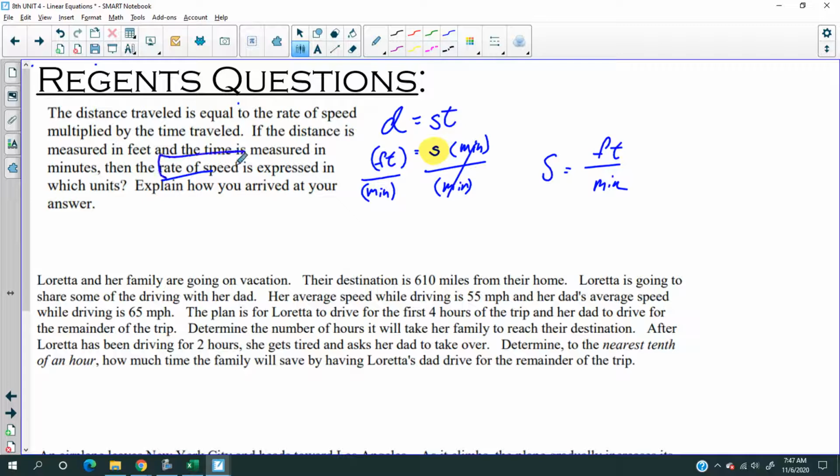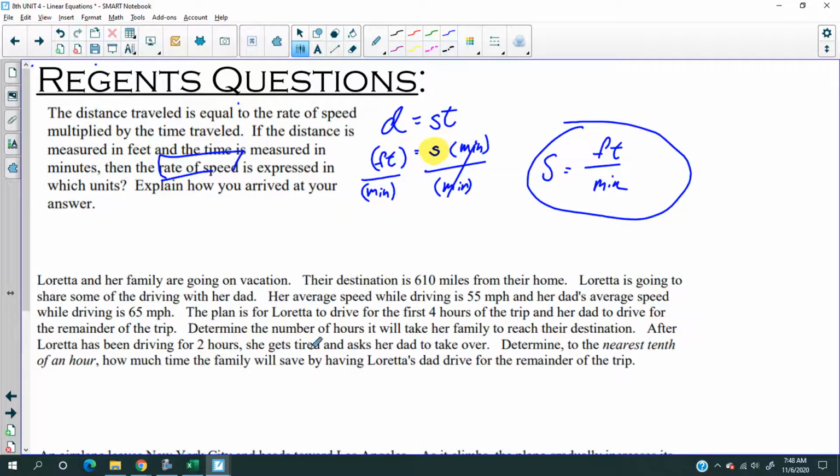So how is rate expressed, in which units? That's how you express it. What's the unit? Feet per minute. That's 1 unit, by the way. These are not 2 units. This is 1. The unit is feet per minute, okay? Explain how you arrive at your answer.